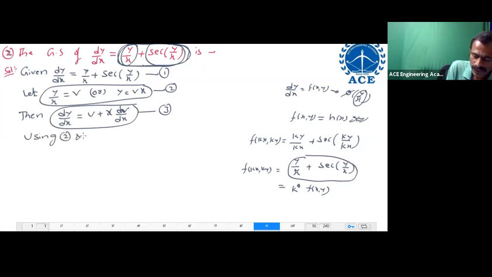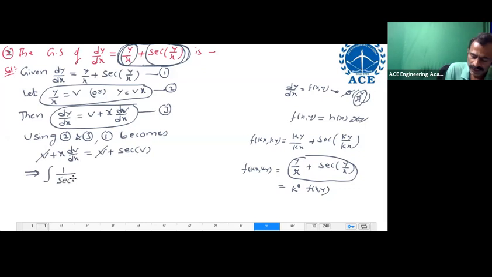Using 2 and 3, 1 becomes: in place of the derivative, write v plus x into dv by dx. On the right hand side, v plus secant v. Again, both sides have the same term with the same sign, v, so both will get cancelled. After cancellation, the right hand side will be only a function of v, the left hand side only a function of x. So variables are separable. Integral of 1 by secant v dv equal to integral of 1 by x dx plus c.